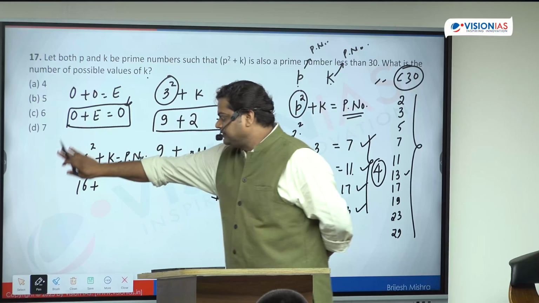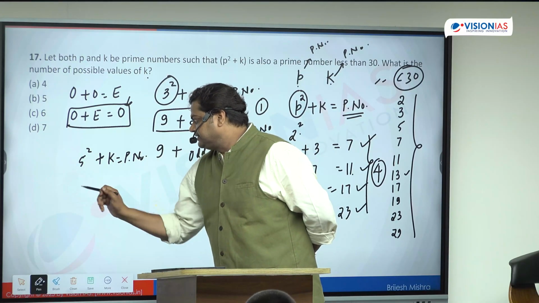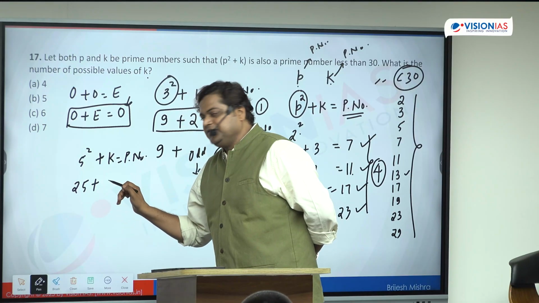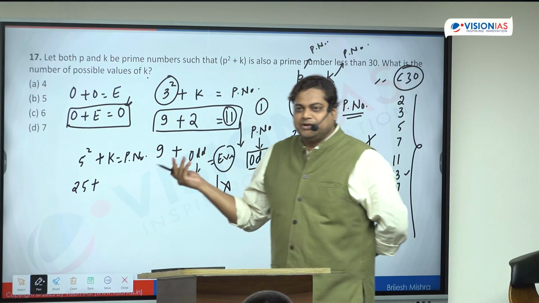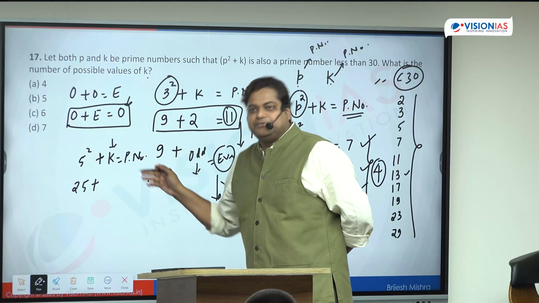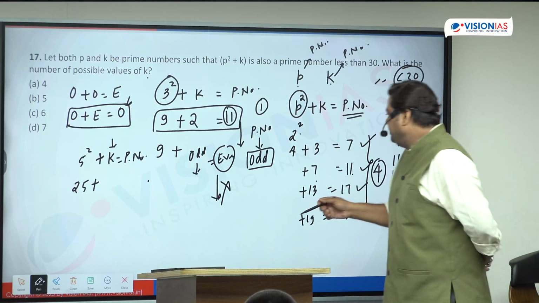4 is not a prime number. 5: 5 square plus k. 5 is a prime number. This is 25, 25 plus k. We are going to get a prime number. K की value क्या होगी? एक ही बचा है, 29. For that we have 4, हो ही नहीं सकता. So how many possibilities are we getting?